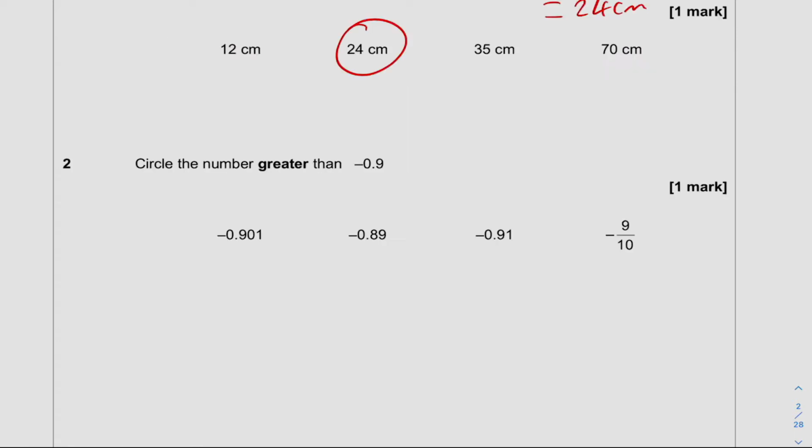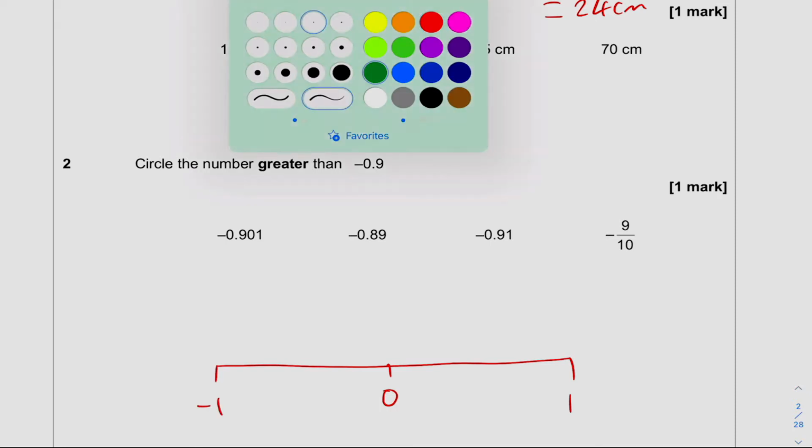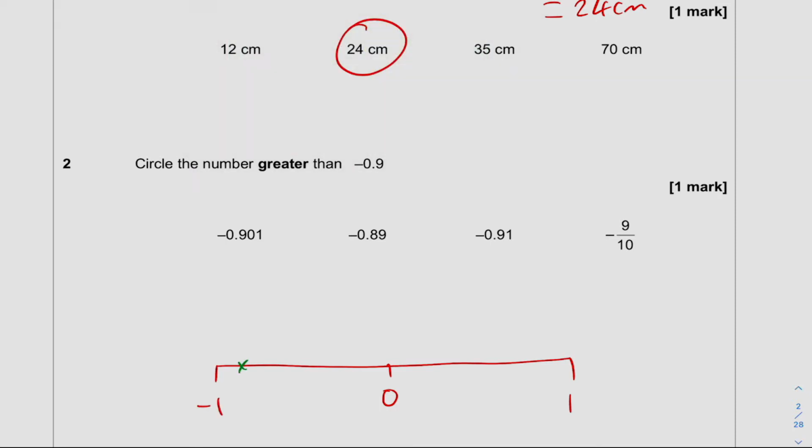Okay, so for question 2, we need to circle the number that is greater than negative 0.9. So if something is greater than negative 0.9, if we quickly just draw a number line with this being 1, this 0, and this negative 1, 0.9 falls at about this point here, so we can say this is negative 0.9, and a number that is greater than this must be going this way, so anything that is less negative or more positive than negative 0.9 is greater.